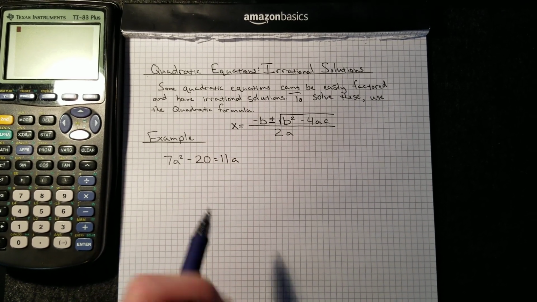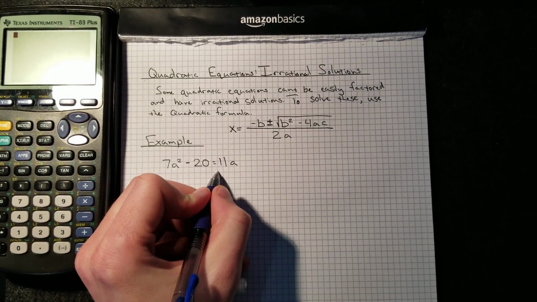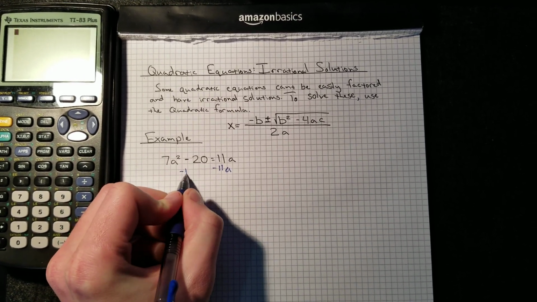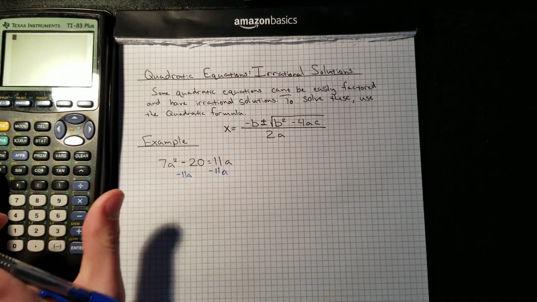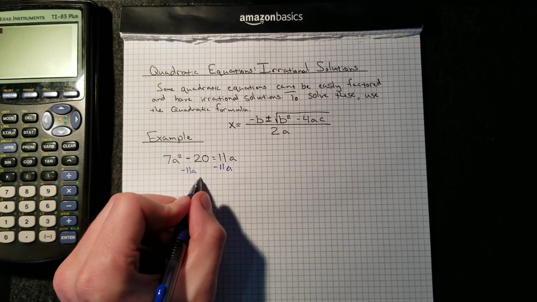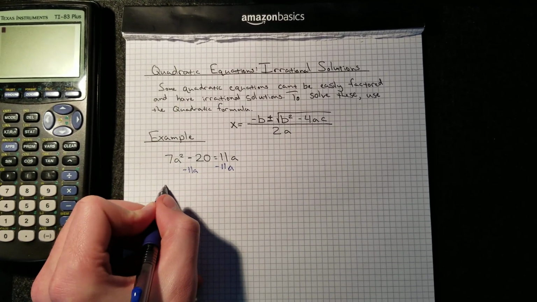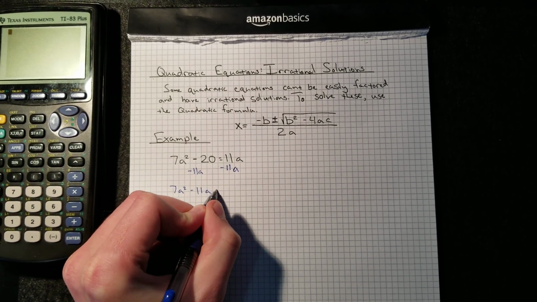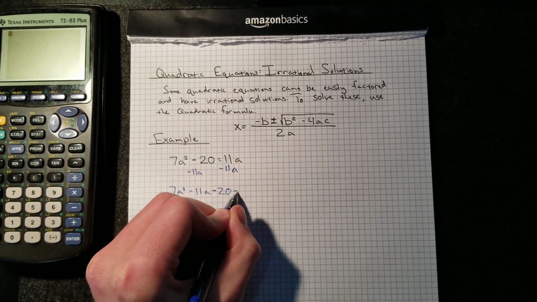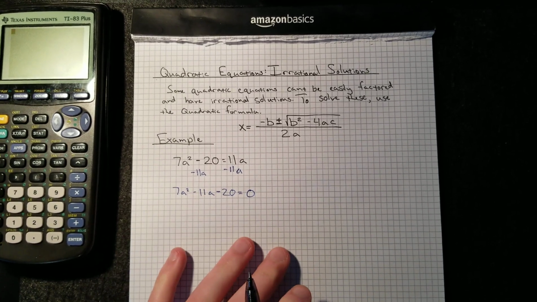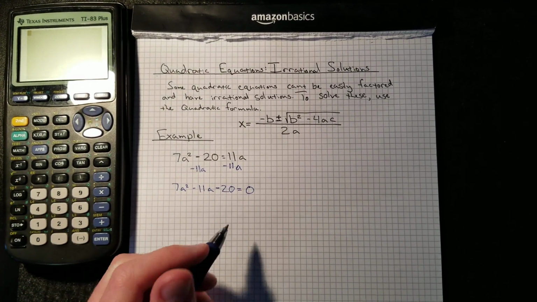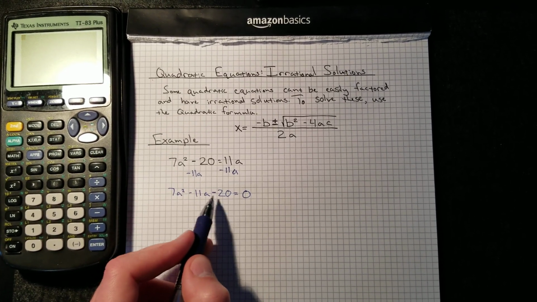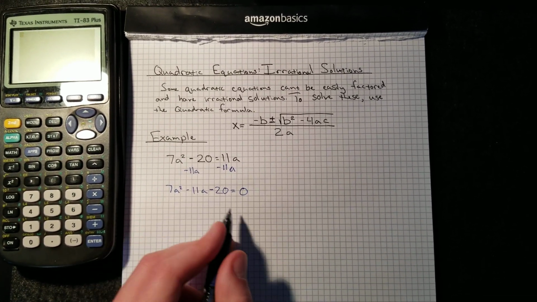To do this, we're going to start by subtracting the 11a from both sides because we need to get that equal to 0. So we have 7a squared minus 11a minus 20 equals 0. Here we can't combine those a's with the negative 20 because they're not like terms, so we just have this equation.